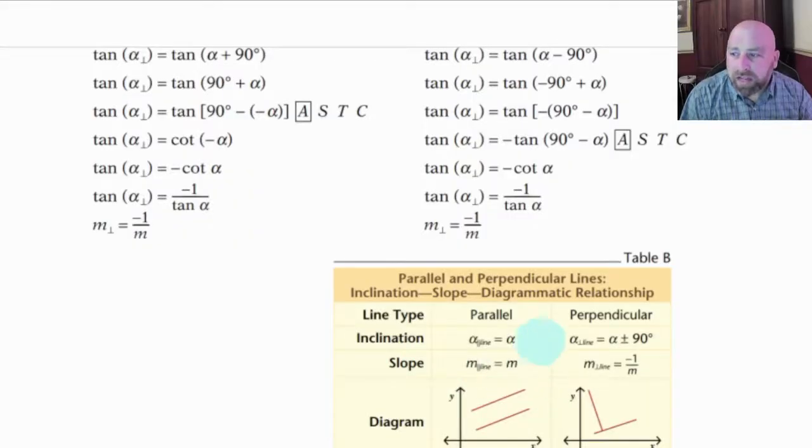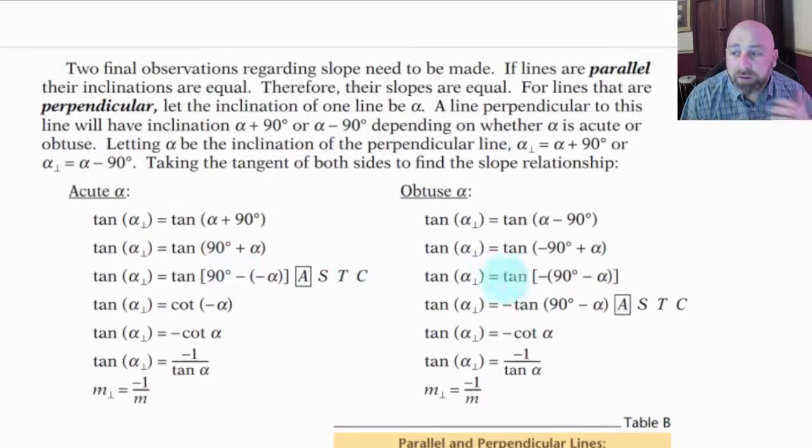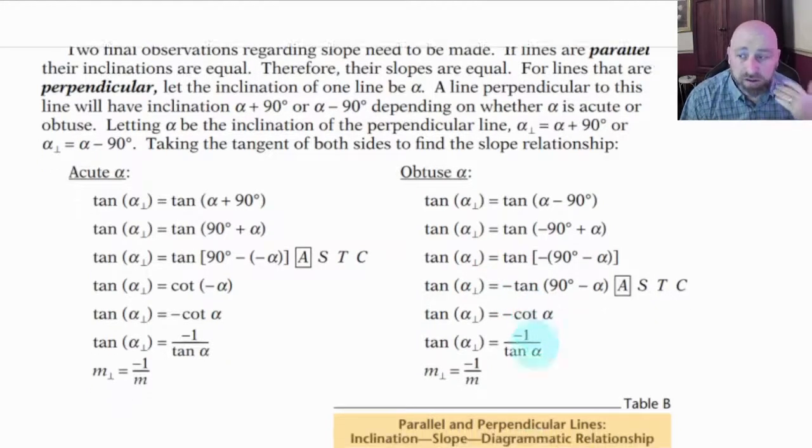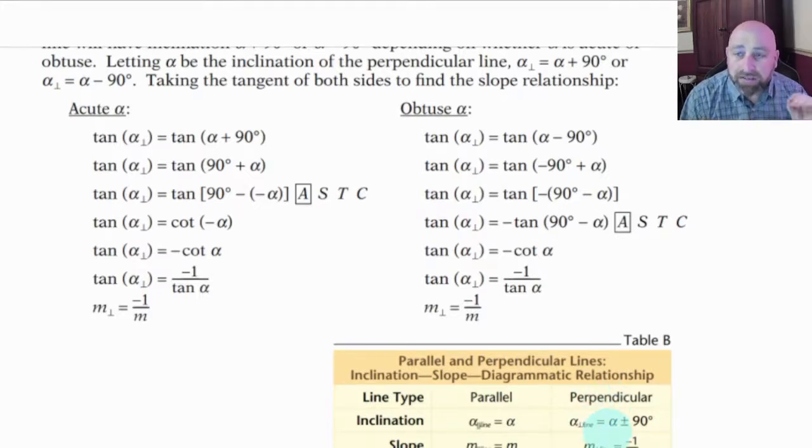So back over here to your text. The only thing with inclination on a perpendicular line is it would be adding or subtracting 90 degrees based on obtuse or acute angles, and based on keeping it in the second quadrant. Because remember, all inclination has to be between 0 and 180. So if it's an obtuse angle already, then you would subtract the 90 degrees, and that would keep it between the 0 and 180. If it was an acute angle, you would add the 90 degrees to it, and that would also keep it between the 0 and the 180.